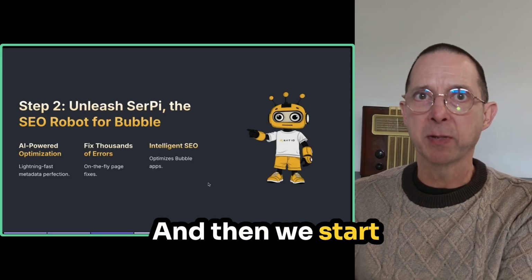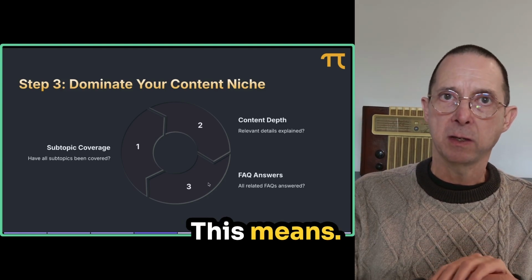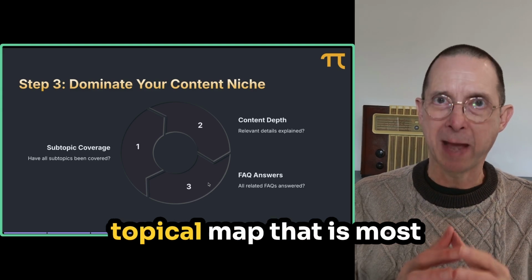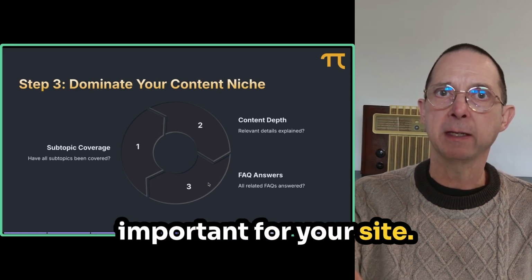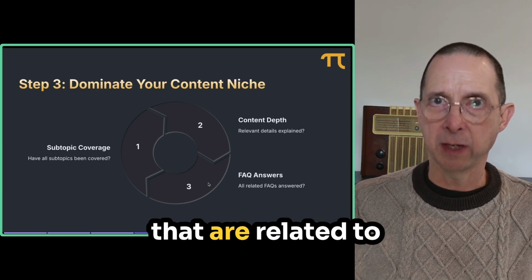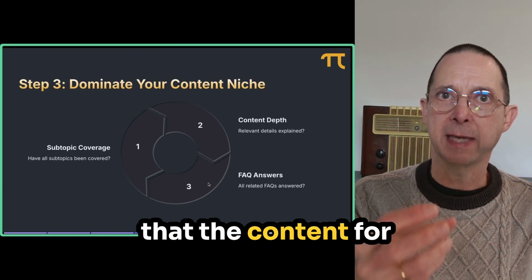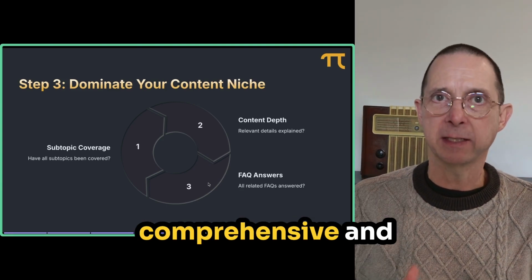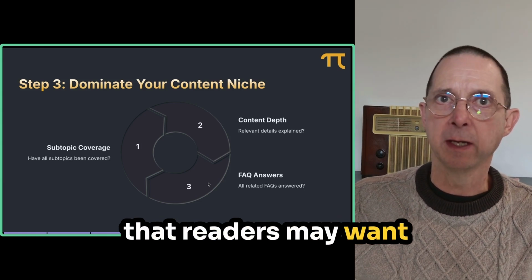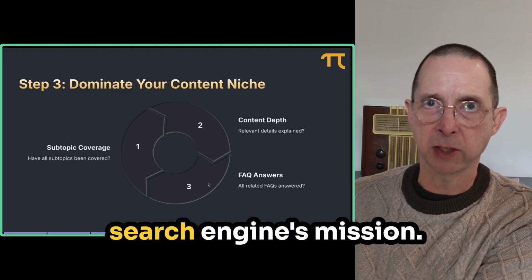And then we start implementing a holistic content strategy for your website. This means going both deep and wide around the topical map that is most important for your site. Wide means that we cover all of the subtopics that are related to your main topic, and deep means that we actually make sure that the content for each of those topics is comprehensive and solves the problems that readers may want to solve in order to make our mission align with the search engine's mission.